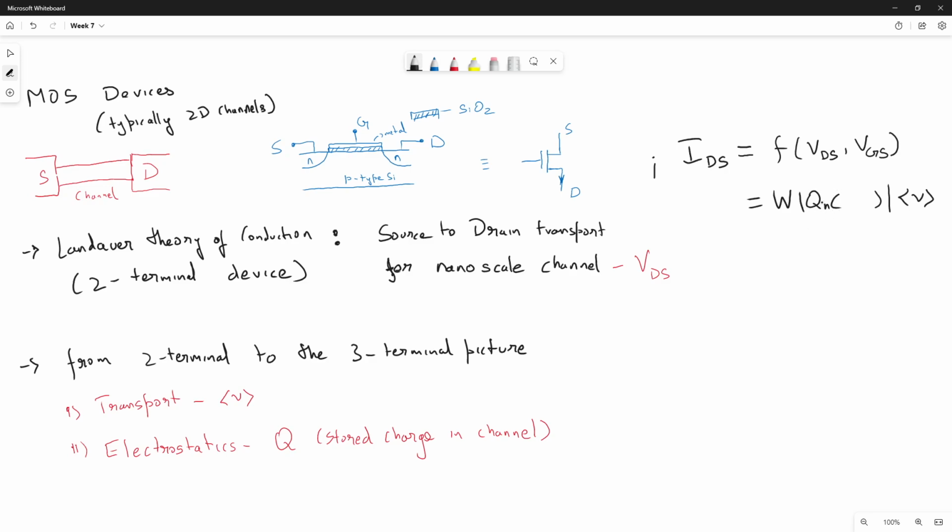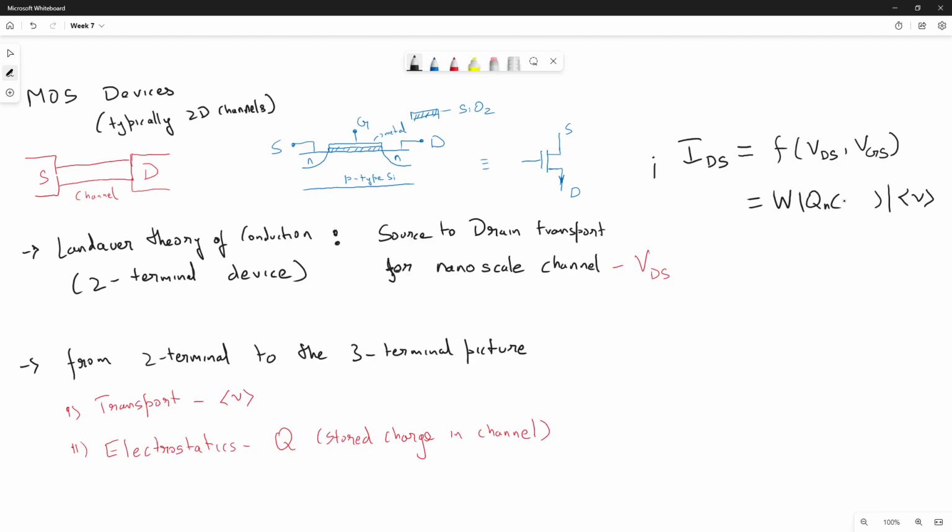One doubt: it's indicating stored charge in the channel. Then how can we correlate this stored charge with velocity? We are not correlating them. I'm literally just multiplying them. This is not an accurate picture. I'm just saying there is this much charge in my channel, and if that charge gets some velocity, that will be my current. Is that clear?